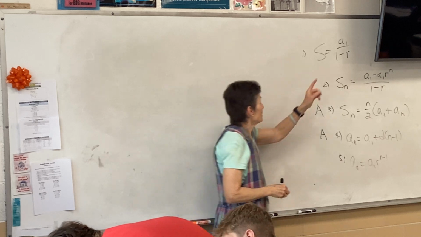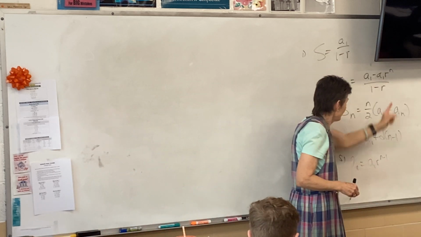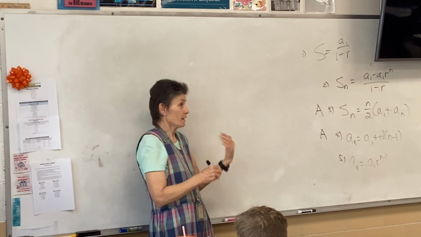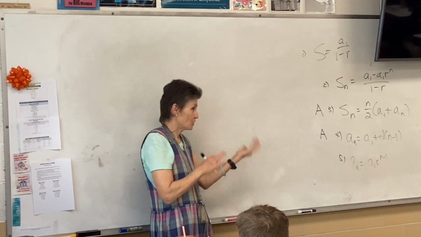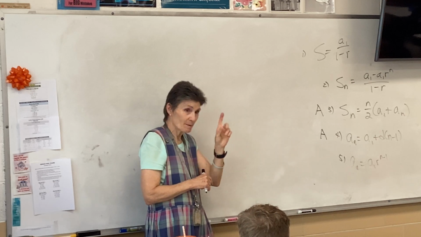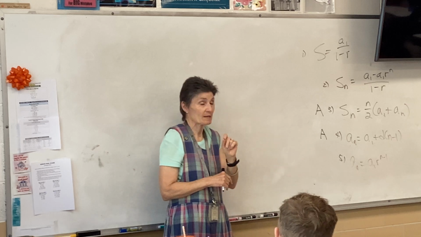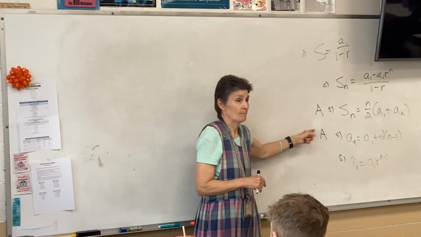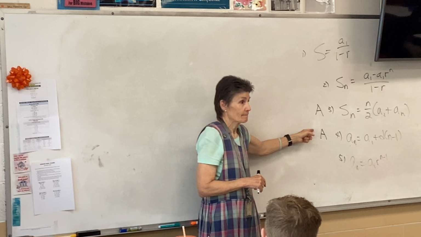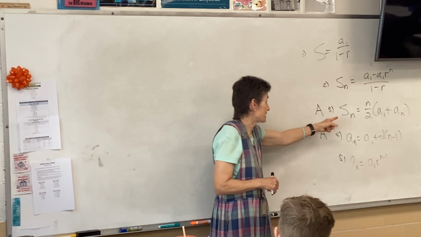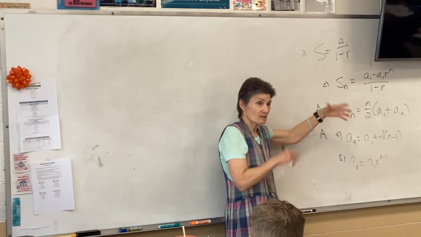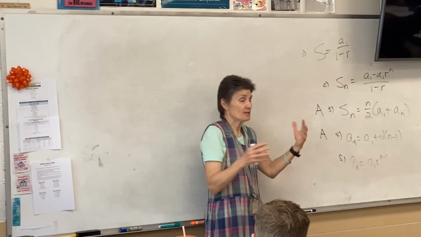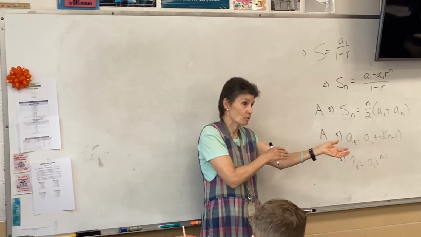Notice R, R, R. What is R? The common ratio. What kind of sequences have a ratio? Geometric. So if it's geometric, you're going to use an R formula. If it's arithmetic, you're not using an R formula. What's the difference between these two? This is finding the sum. If it's an S formula, it's finding the sum, adding them up. If it's not an S formula, then it's just concerning a number in the list, a term.